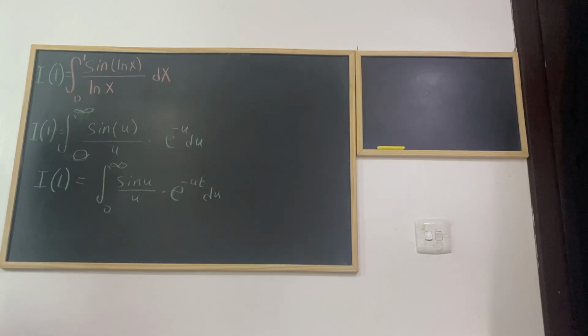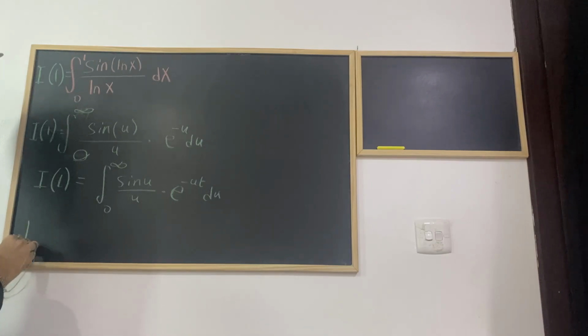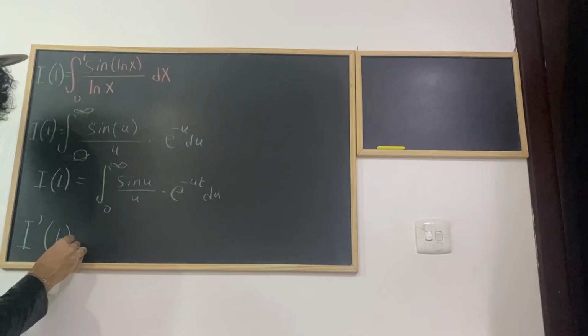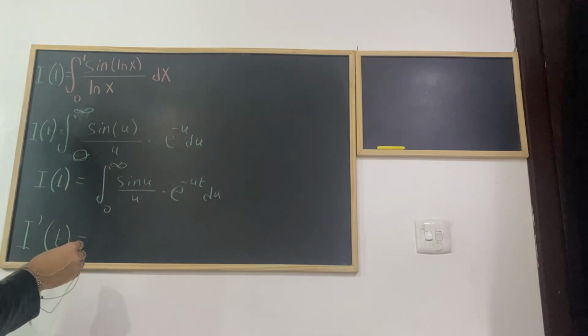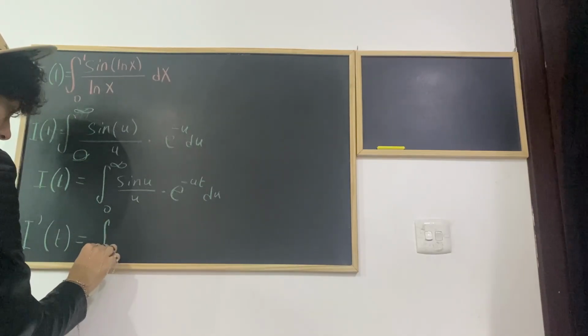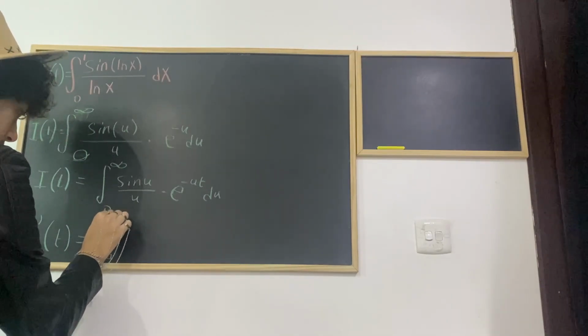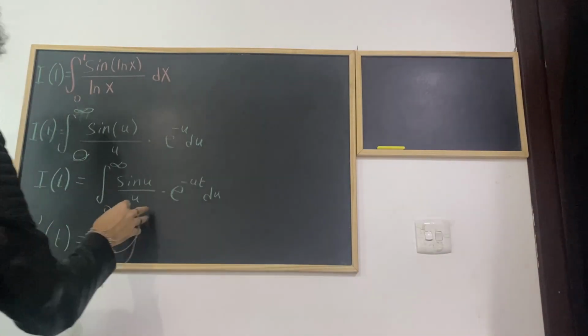Okay? Now, we want to find the differential of this function here. So let me write it down here. I dash of t is equal to, now if you watched my previous video on the Feynman technique of integration, you know that we can use the Leibniz integral rule to differentiate this integral here. So we're going to have the integral from 0 to infinity of, now let's evaluate what happens here.